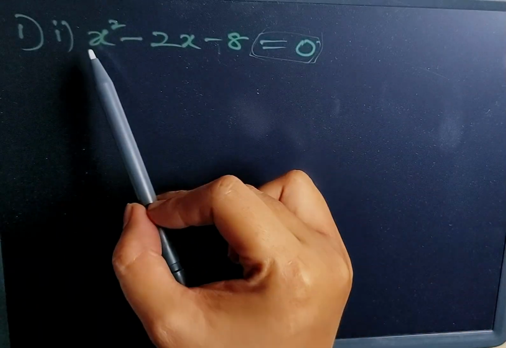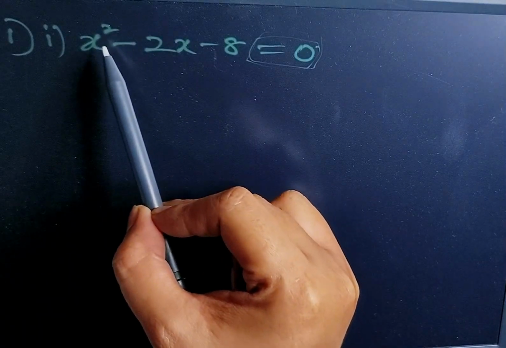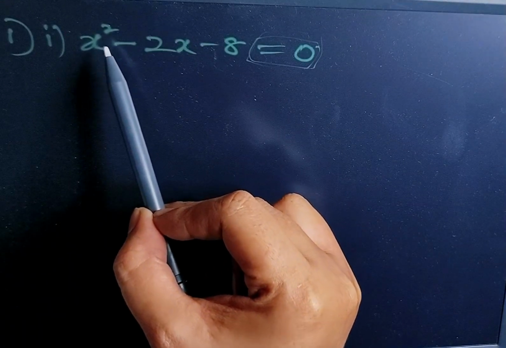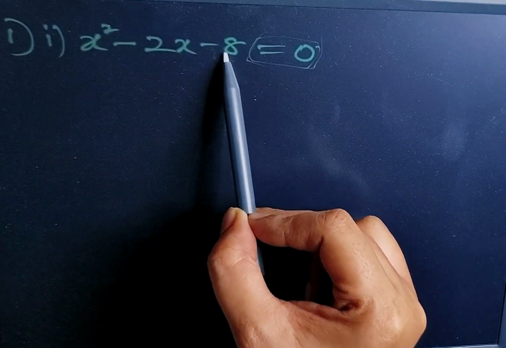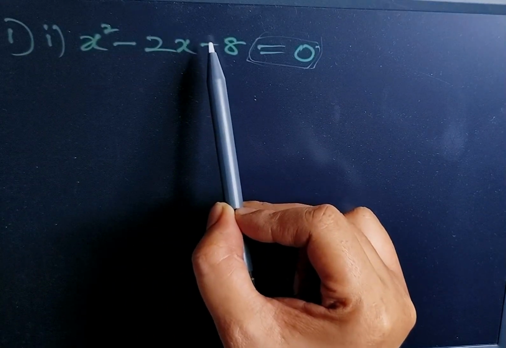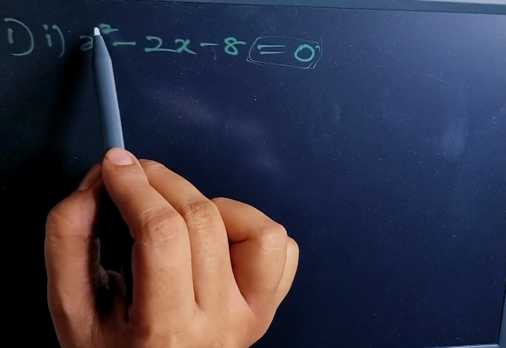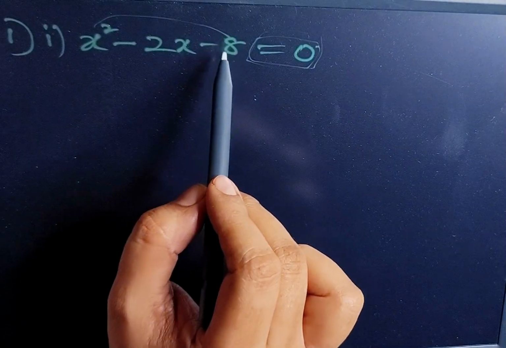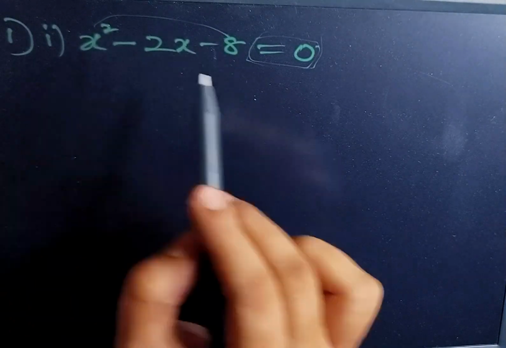Second point, always check whether the degree is in decreasing order and the highest degree should be 2 for the quadratic polynomial. So here the highest degree is 2, then 1 and constant. So it is in decreasing order. Now we start to split the middle term. Before that, multiply the x square and the constant term with their signs. That is very important. Here, minus 8 into x square.